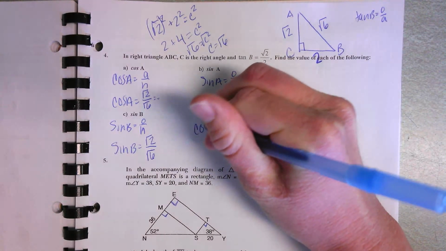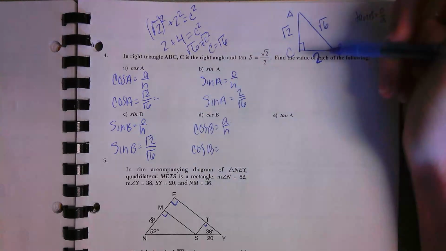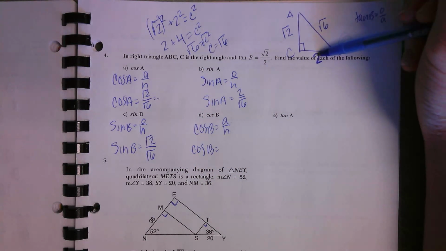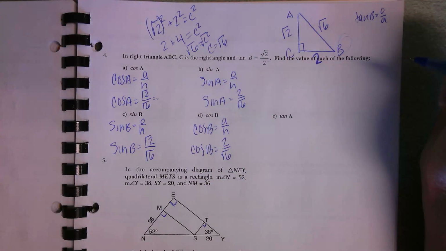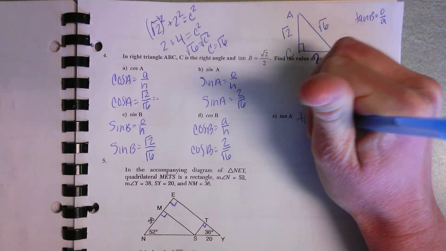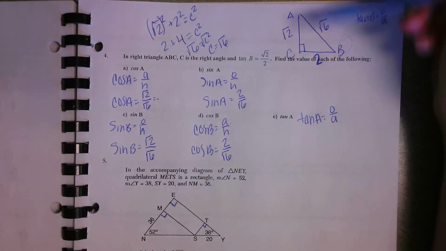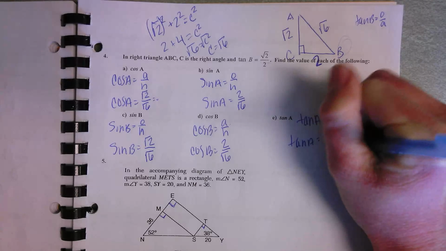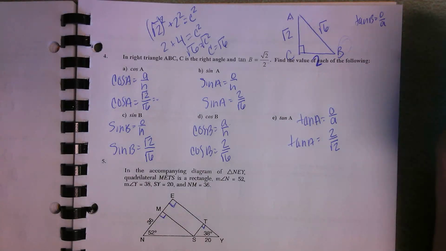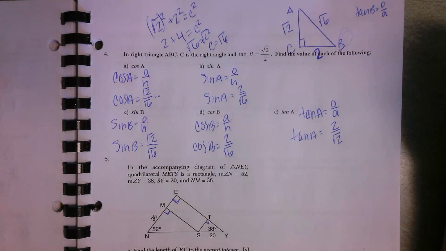Okay, cosine of B, cosine is adjacent over hypotenuse. So for angle B, adjacent is 2, and square root of 6 is the hypotenuse. Okay. And now we have the tangent of A. So tangent is opposite over adjacent. So my opposite is 2, and my adjacent is square root of 2. Now we should probably simplify these, but I'm just going to leave them as they are for right now. All right, so let's look at 5, the last one.